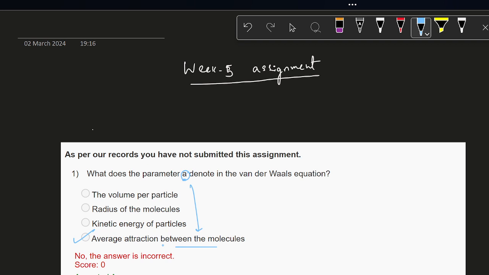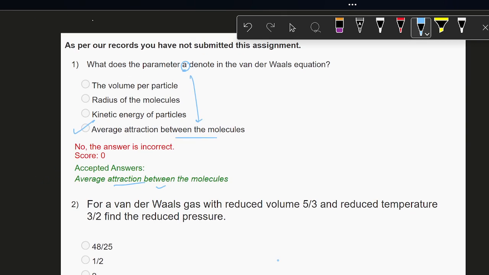Although this was not a mathematical kind of question, I thought it would be helpful if I described why this is the physical significance of it. Okay, so if there is no question about question number 1, then we can move on to question number 2 now.